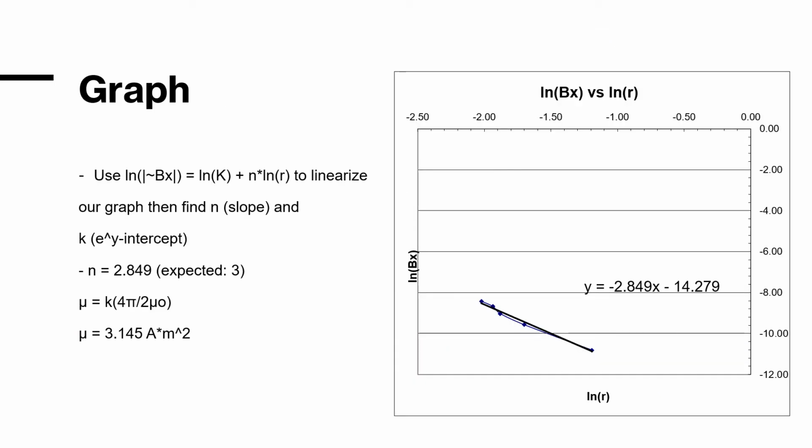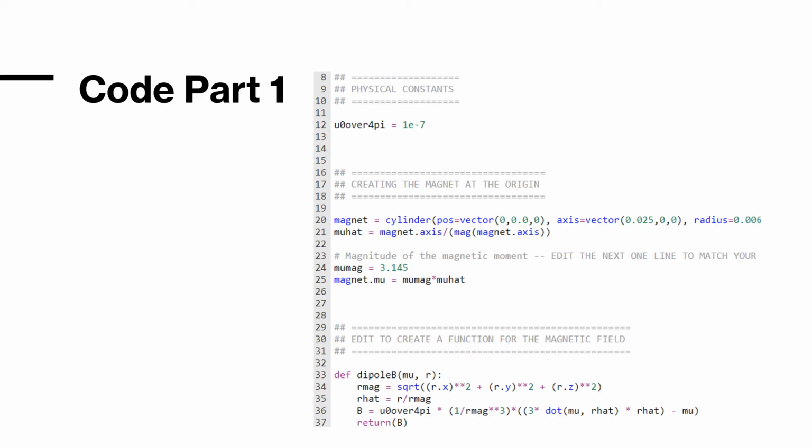We use this ln equation to linearize our graph to find the n and the k values. Our n value ended up being 2.849, which is very close to the expected value of 3. Then we use this equation to find the magnitude of the magnetic moment of our magnet, which ended up being 3.145 amps meter squared. Here's the first part of my code.